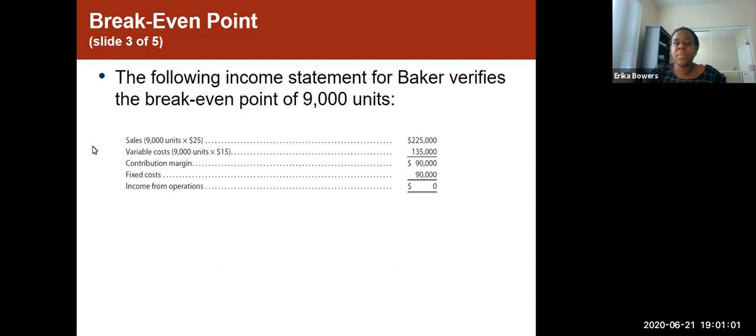So we'll see here, 9,000 units at $25 is $225,000. Variable cost is 9,000 times 15, $135,000. Contribution margin is 90,000. Fixed cost is 90,000. Income from operations is 0.